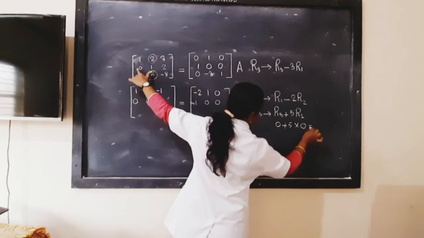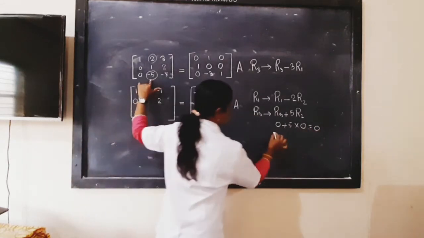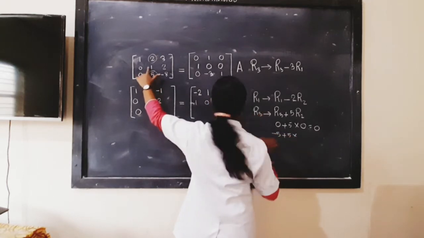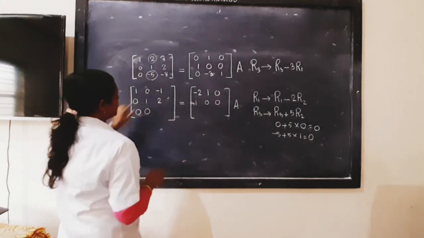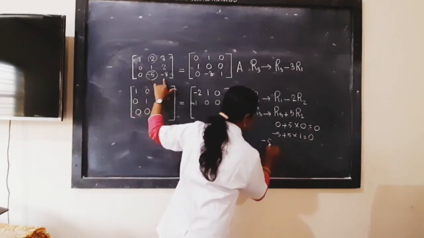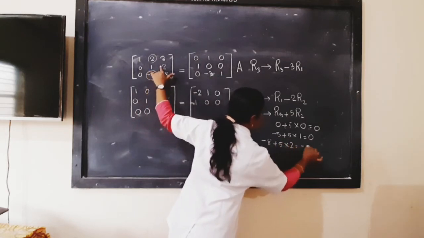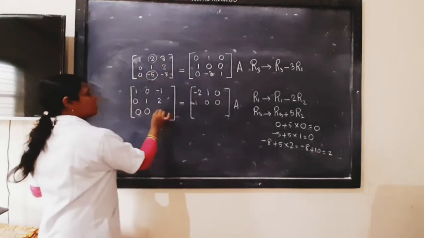Okay, so we get here 0. Write 0. Next element minus 5. We get minus 5 plus 5 into R2. R2 is 1. That is equal to 0. So we write here 0. Okay, next element is minus 8. Minus 8 plus 5 into R2. R2 is 2. Okay, that is equal to minus 8 plus 10. We get 2. Write 2 here.